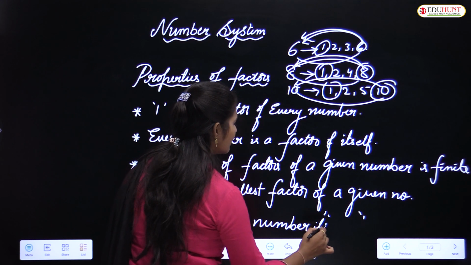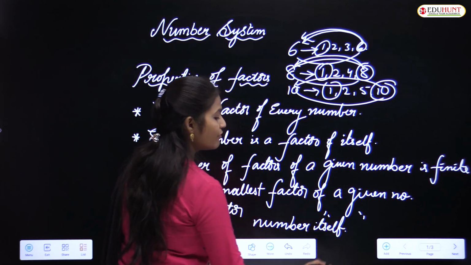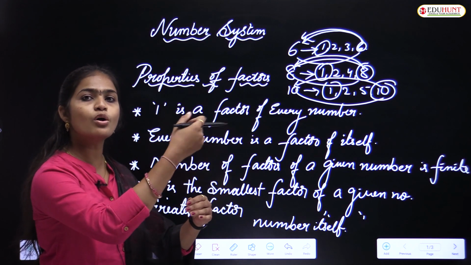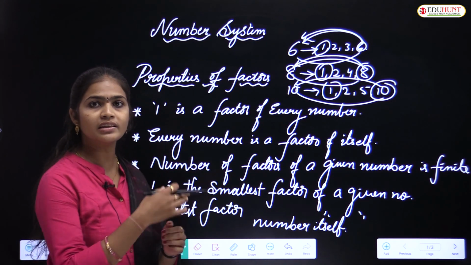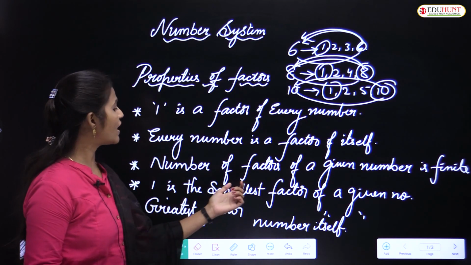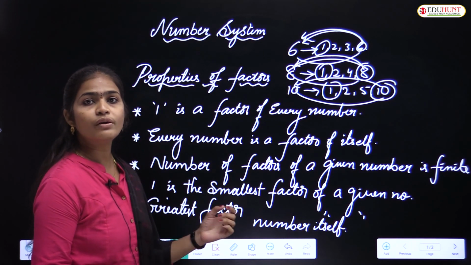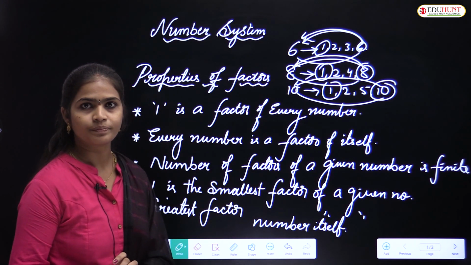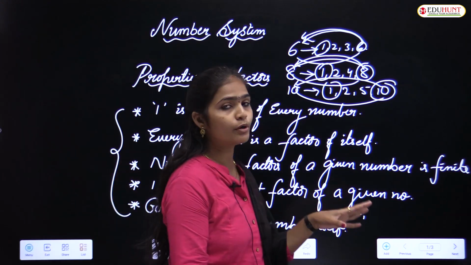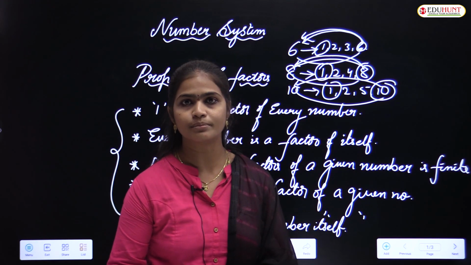Is the number itself. Why? Because every number is a factor of itself. So that's why the last factor of a given number is always the given number only. So the greatest factor of a given number is always the number itself. Is it clear? So these 5 are the properties of factors of a given number.